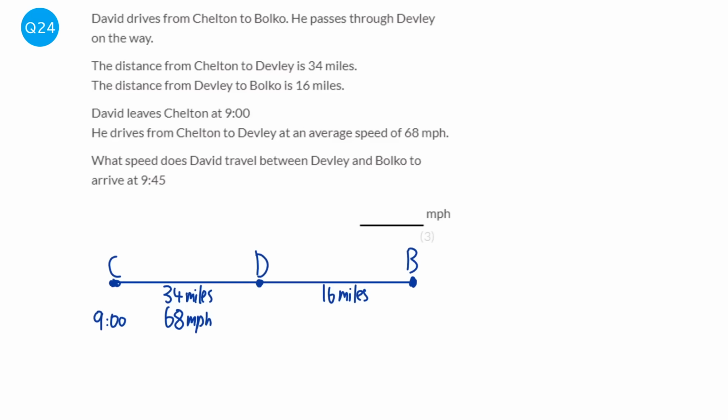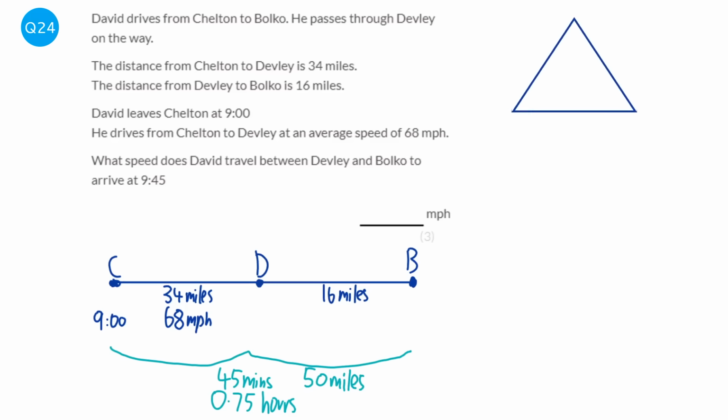So the whole duration of this needs to be 45 minutes or 0.75 hours. And the entire distance is 34 plus 16, so that would be 50 miles. Okay, now having a look at this, we need to find out what time David was at Devley. So we're going to use our speed distance time triangle.